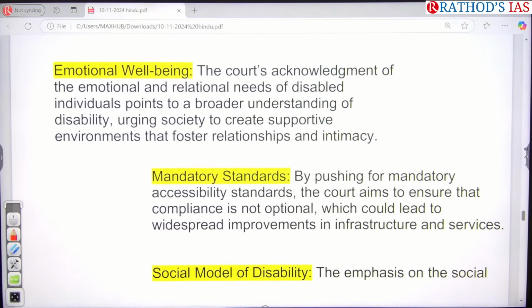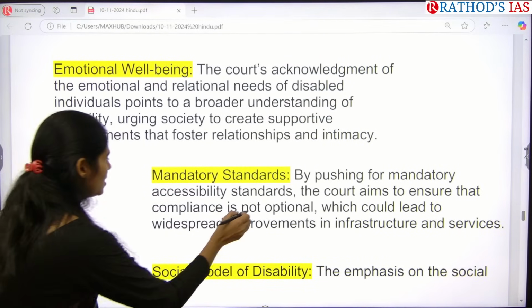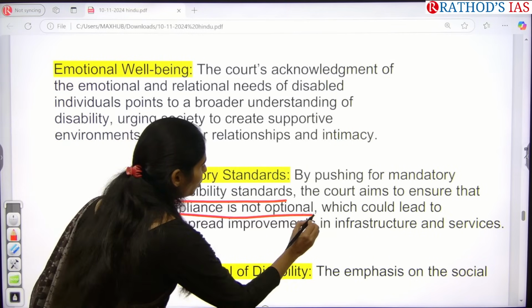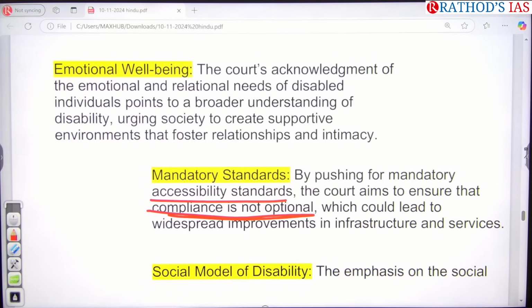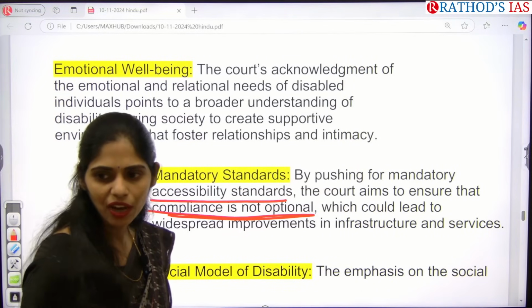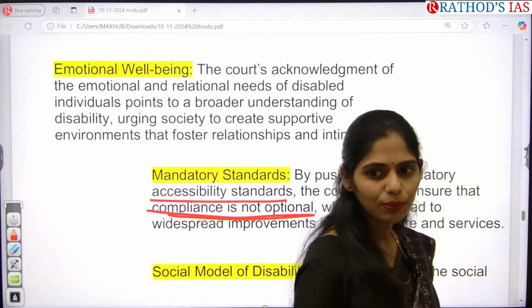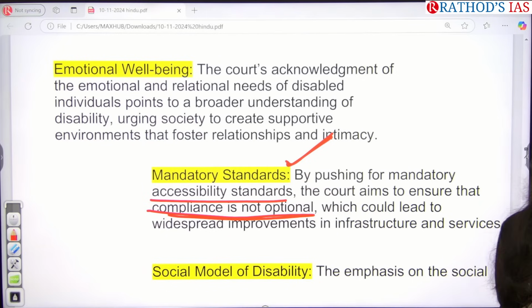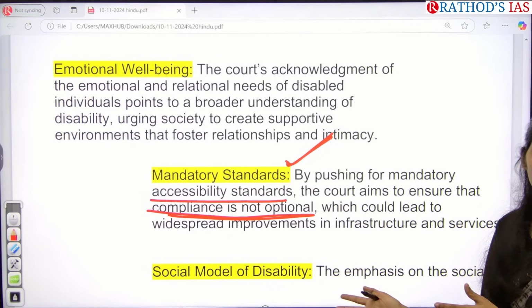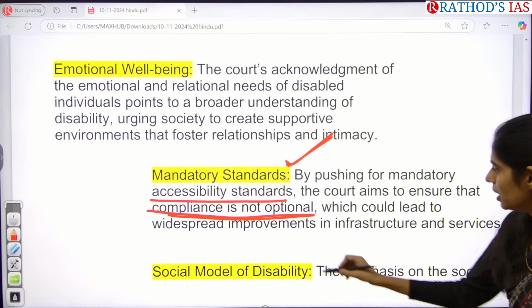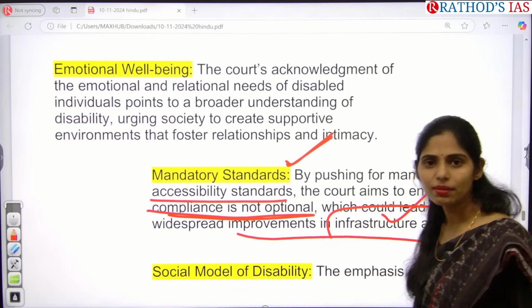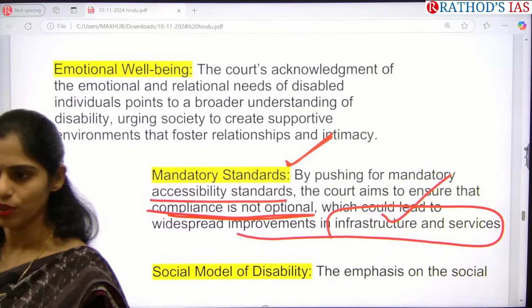And this one is, now the Supreme Court is pushing for mandatory accessibility standards, so that everyone, not only public but even private people, need to be compliant. That means they have to follow it for sure. Whenever anything is made mandatory, can we see improvements in infrastructure? Yes. Whenever the Supreme Court says we need to follow these mandatory rules for inclusivity and accessibility of disabled people, we can see improvements in infrastructure and services provided by both public and private individuals.